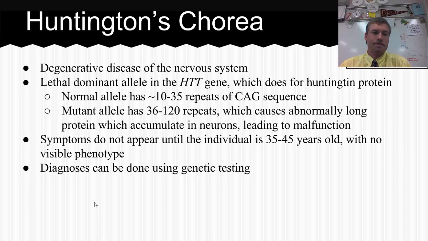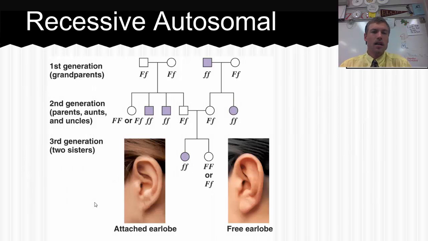We also have recessive autosomal, right? Recessive autosomal traits are generally going to skip some generations. An example would be attached earlobes or free earlobes.